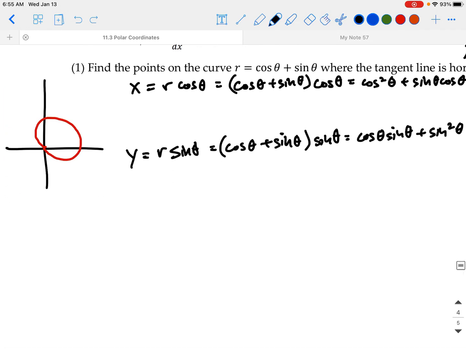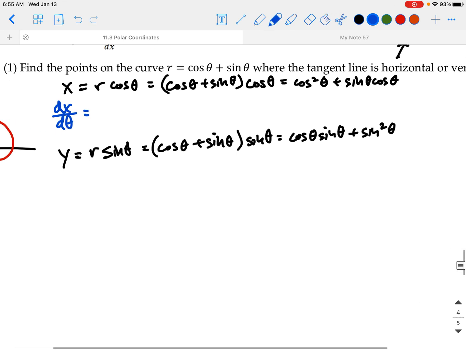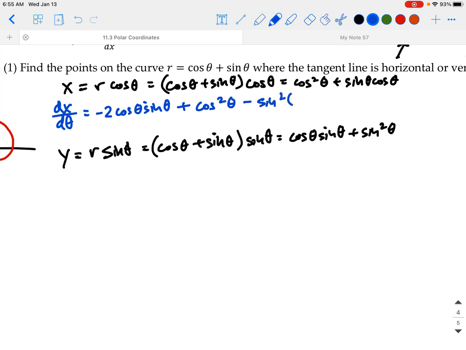So we'll do dx d theta. So we'll take the derivative of cosine squared. So that's going to be -2 cosine theta sine theta using the chain rule. And then plus, so then we'll use the product rule here. So derivative of sine is cosine, so we'll have cosine squared, and then minus sine squared theta, which again, cosine squared minus sine squared is going to be cosine of 2 theta.